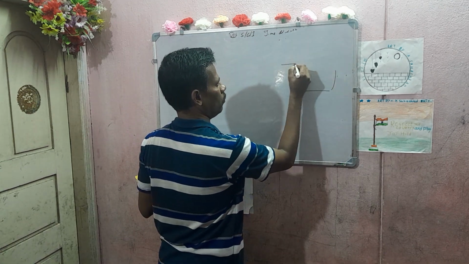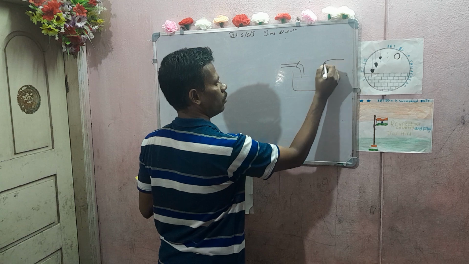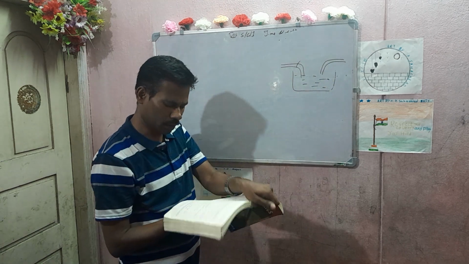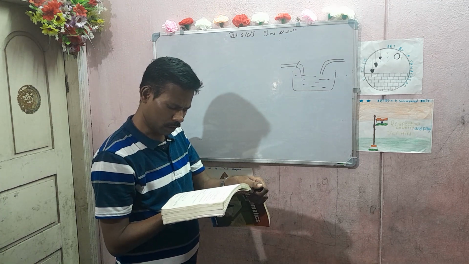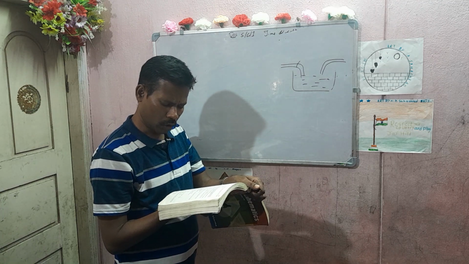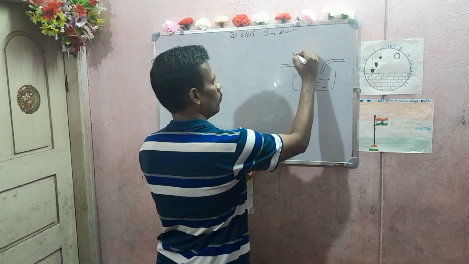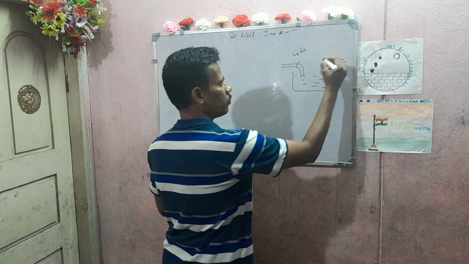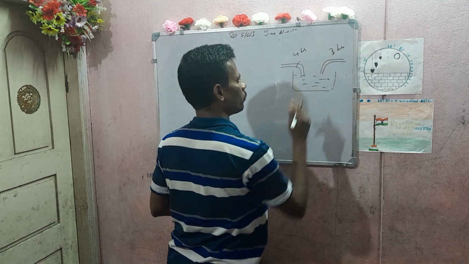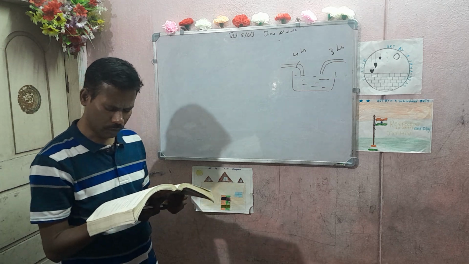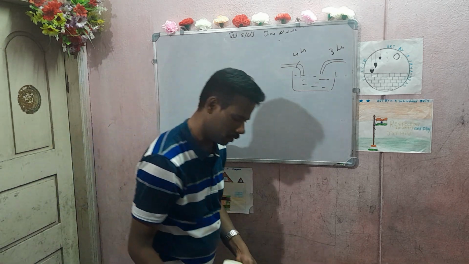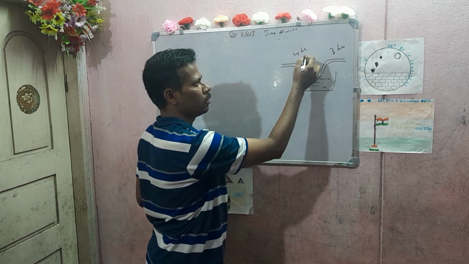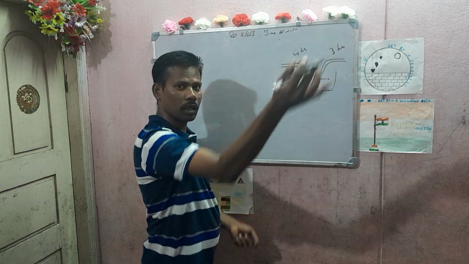A tank is there, one tap is flowing water. Just remember the picture. One pipe, how many hours will it take? A water cistern can be filled by one tap in 4 hours, another in 3 hours. So how long will it take to fill if both taps are opened? One will take 4 hours, another will take 3 hours.